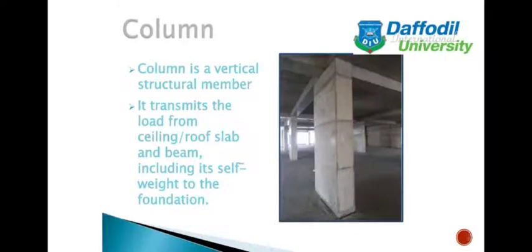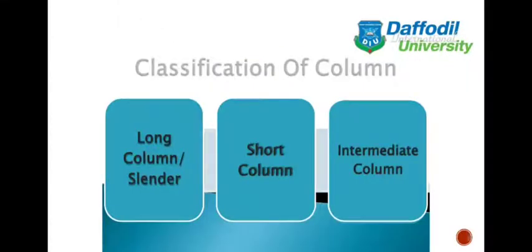Now first of all, column. What do we know about column? Column is a vertical structural member. It transmits the load from ceiling, roof slab and beam, including its self-weight, to the foundation. Classification of column: 3 types of classification. 1 is long column or slender, 2 is short column, 3 is intermediate column.